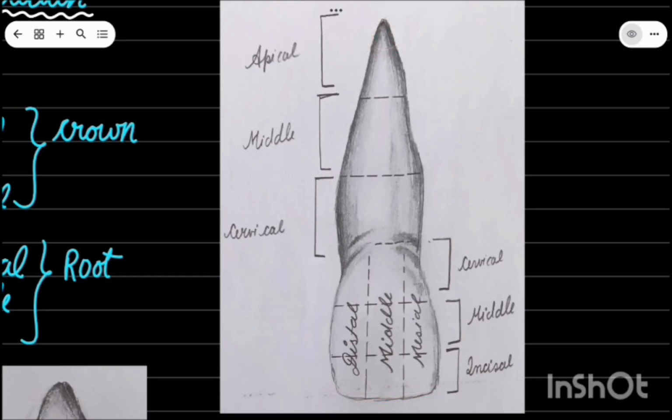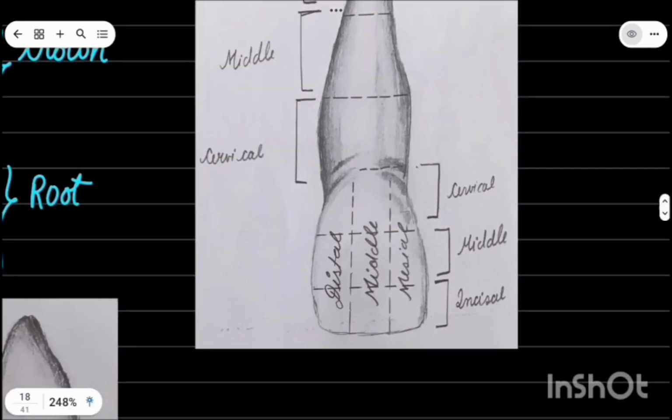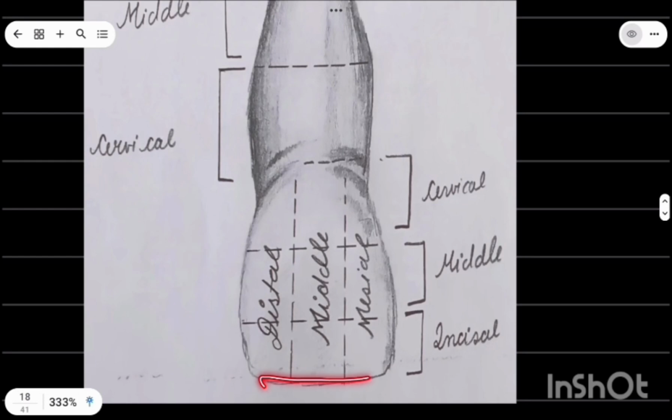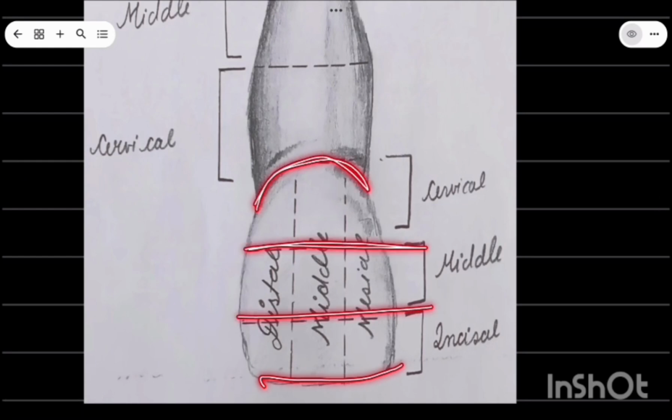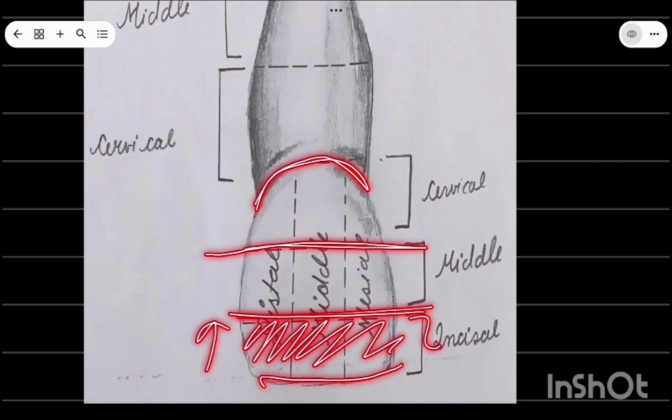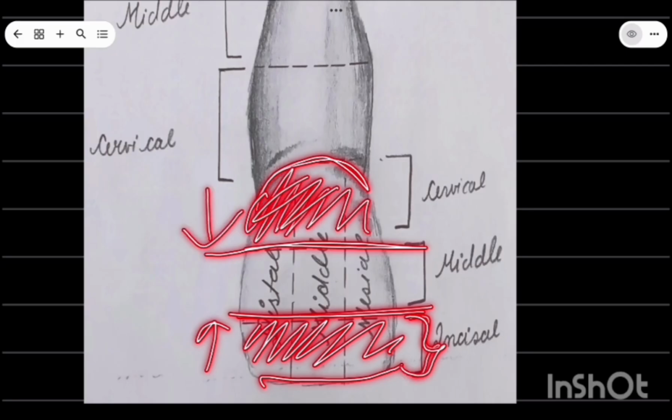So starting from the incisal ridge, the crown, this is the incisal ridge and this is the cervical line. We will divide it into 3 parts. Naming these parts, the part just above the incisal ridge will be called the incisal third. The part just below the cervical line is called the cervical third, and the part between them is called the middle third.